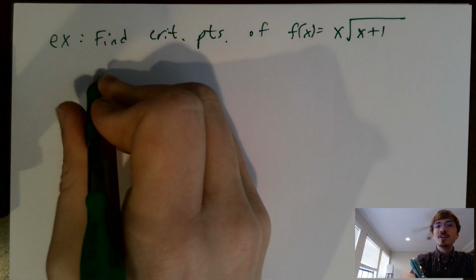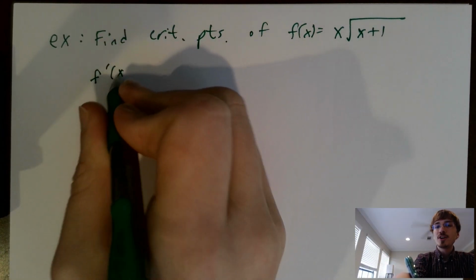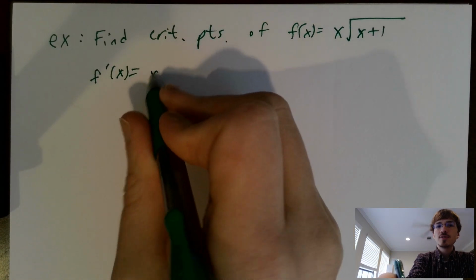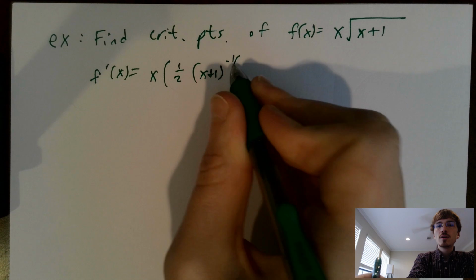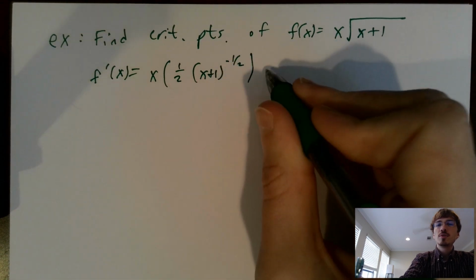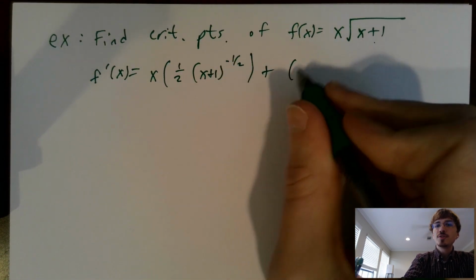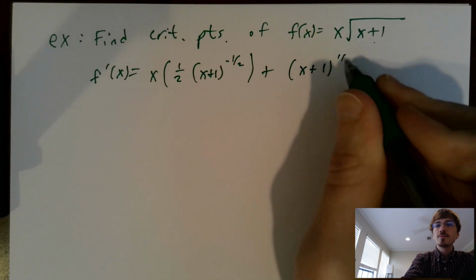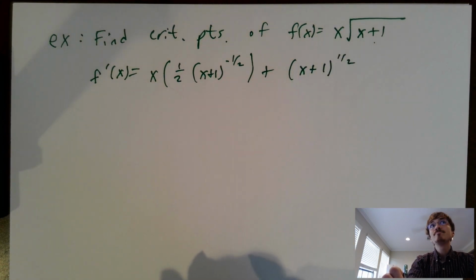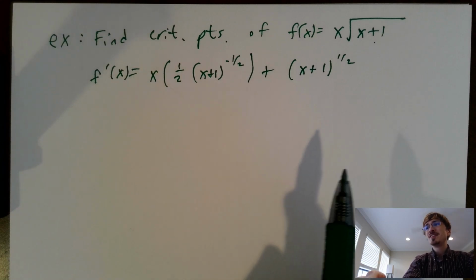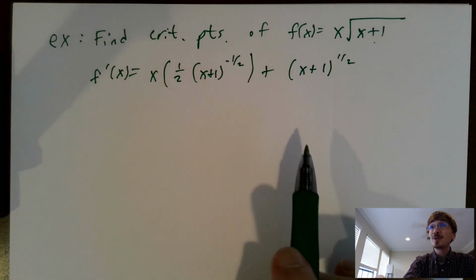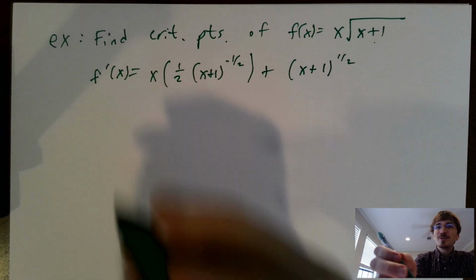Alright, so let's begin by taking a derivative. I need the product rule, right? It's the first times the derivative of the second plus the second times the derivative of the first. And what do I desperately want to do? I want to set this equal to 0, find where it doesn't exist. So how do we do that? We need to solve an equation. So let's factor this, yeah?